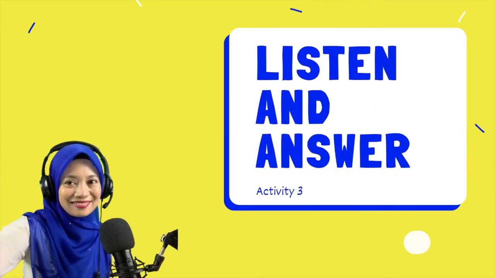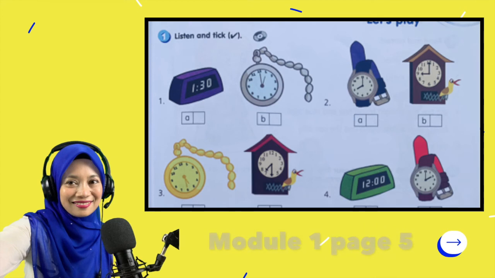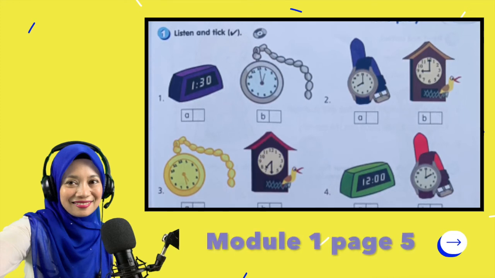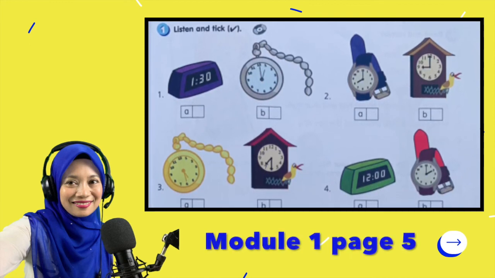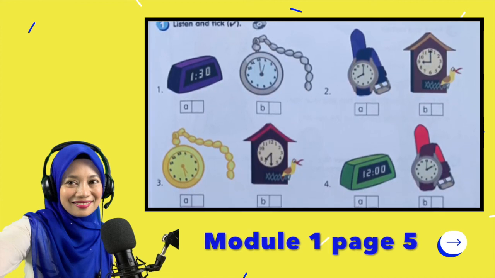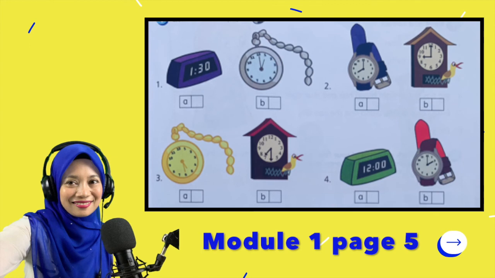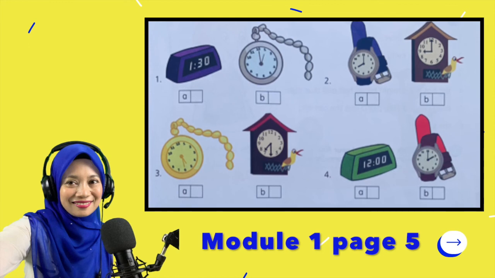Alright, kids. For our next activity, we're going to do some listening and answering. Okay? Get ready with your Module 1. Turn to page 5. Activity 1, listen and tick. Now we're going to listen to an audio recording about which one is the answer. You have to listen and tick which picture is the correct one. I hope you are ready with your pencil. Okay? Let's start listening now.